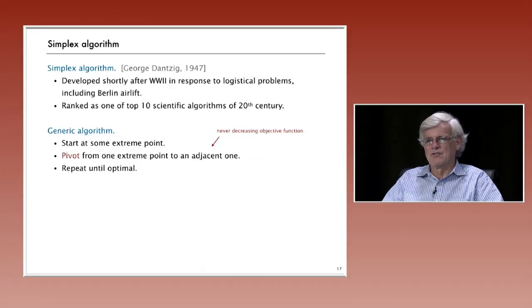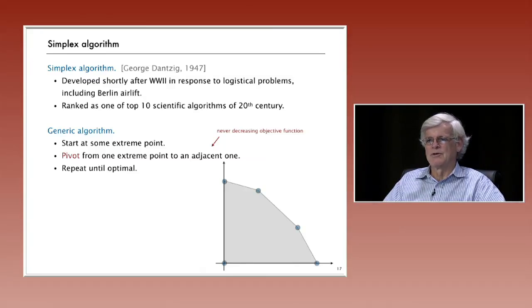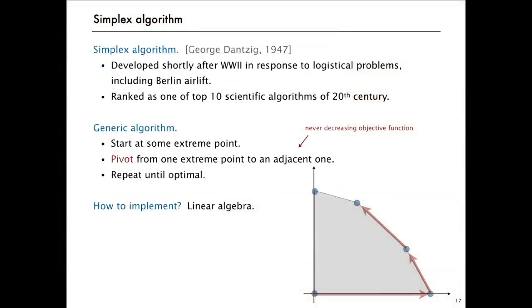We're going to start at some extreme point, and then we're going to perform this operation called pivoting that moves us from one extreme point to an adjacent one that at least doesn't decrease the objective function. And we just keep going until we get stuck. We're at an extreme point that is not better than any of its adjacent ones. Then we've got an optimal solution. So in our Brewer's problem, we start at the origin and just simply move from one extreme point to the other until we find an optimal solution.